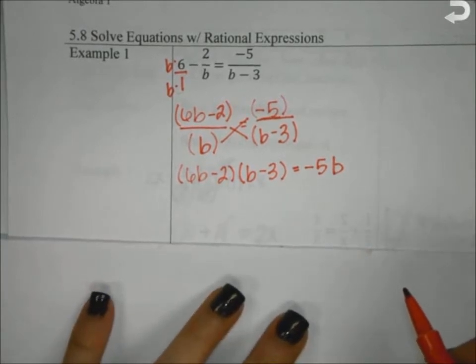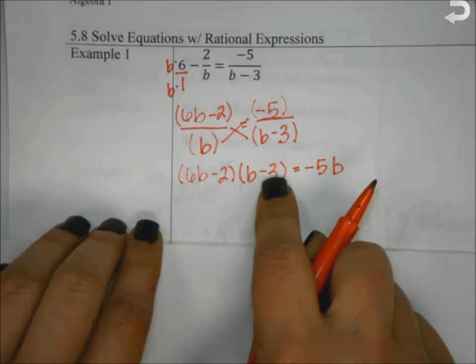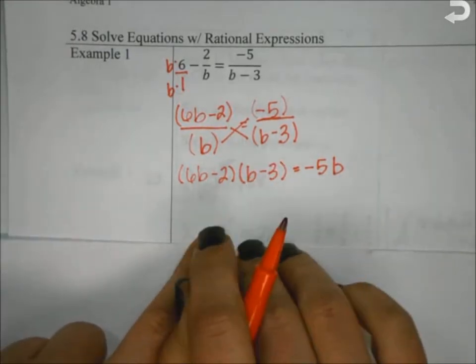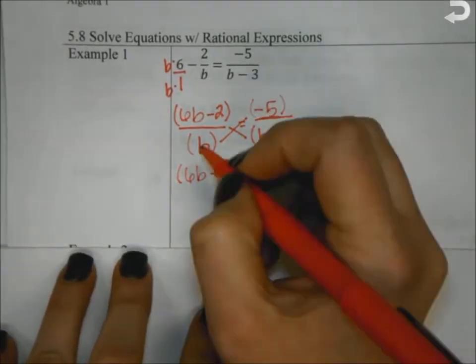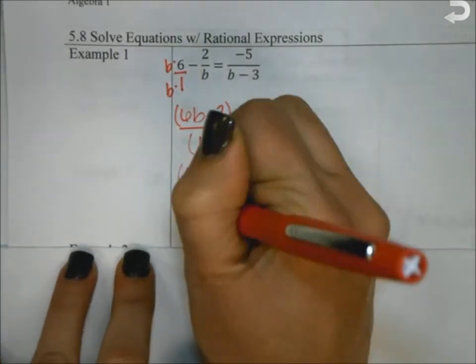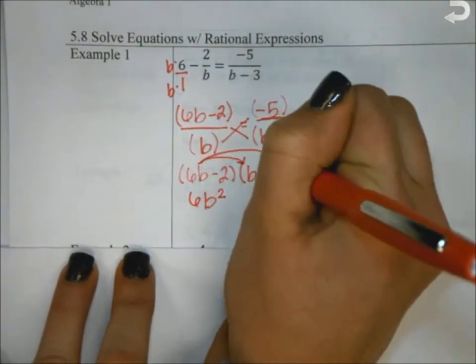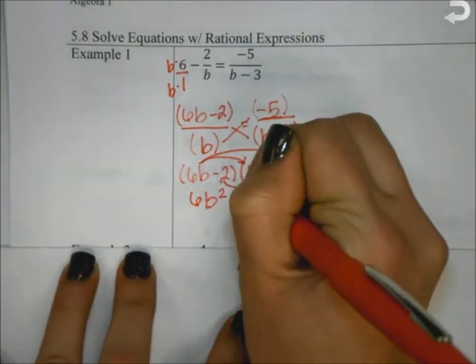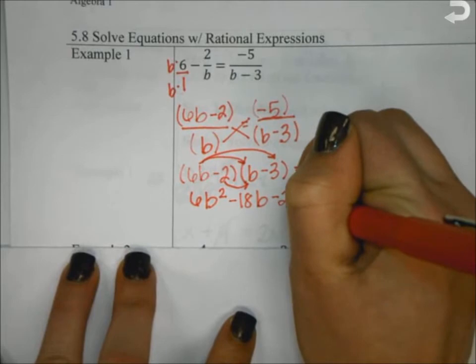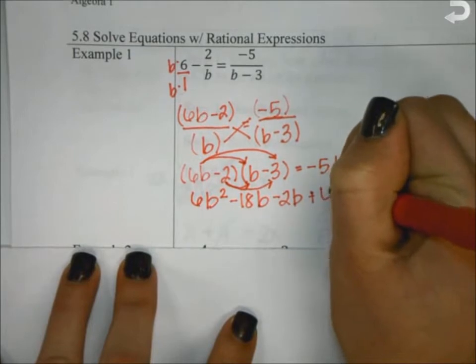Okay? So now I want to solve for b. What do I need to do on the left-hand side first? Distribute. Distribute, it's also called FOIL, or you can use box method. I'm going to use FOIL. If you want to use box, use the box. So we have 6 times b, which gives me 6b squared. 6b times negative 3 is negative 18b. Negative 2 times b is negative 2b. And negative 2 times negative 3, positive 6. All of that equals negative 5b.